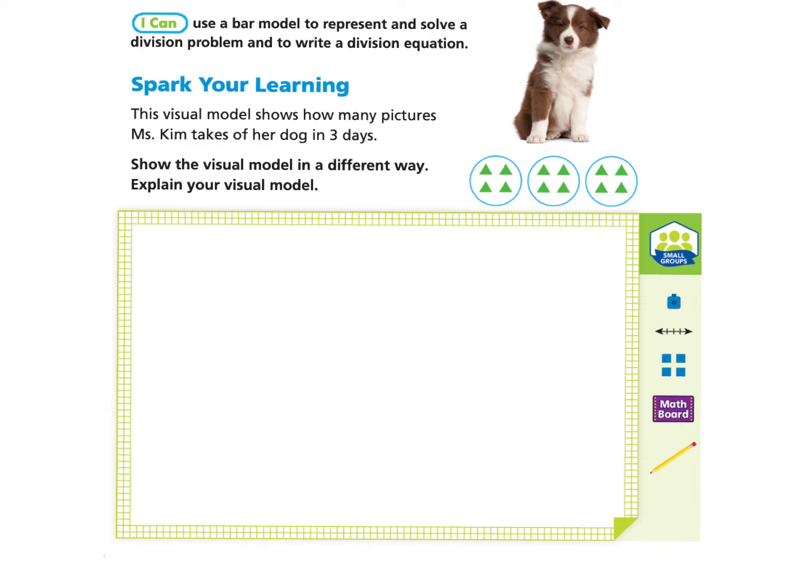This visual model shows how many pictures Miss Kim takes of her dog in 3 days. And here's the visual model here. The circles would represent the 3 days, and then it's showing how many pictures each day, which you could count as 4 in each circle.